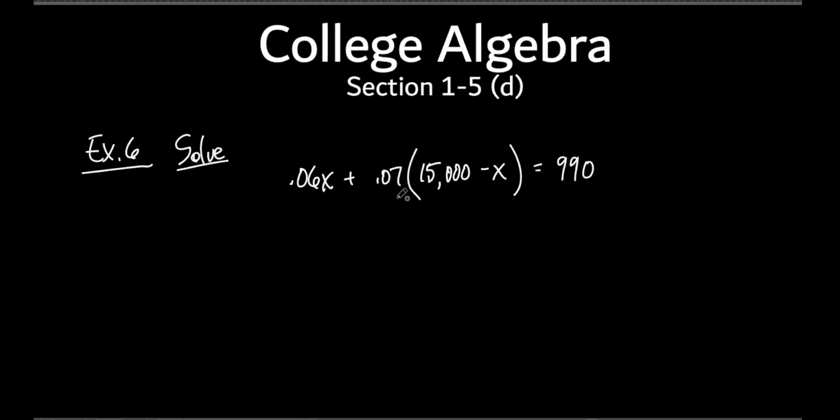So it's 0.06x plus 0.07 parentheses 15,000 minus x close parentheses equals 990. All right, so we got to solve for x. This is where we're trying to get by itself. Now, where in the world do we begin?